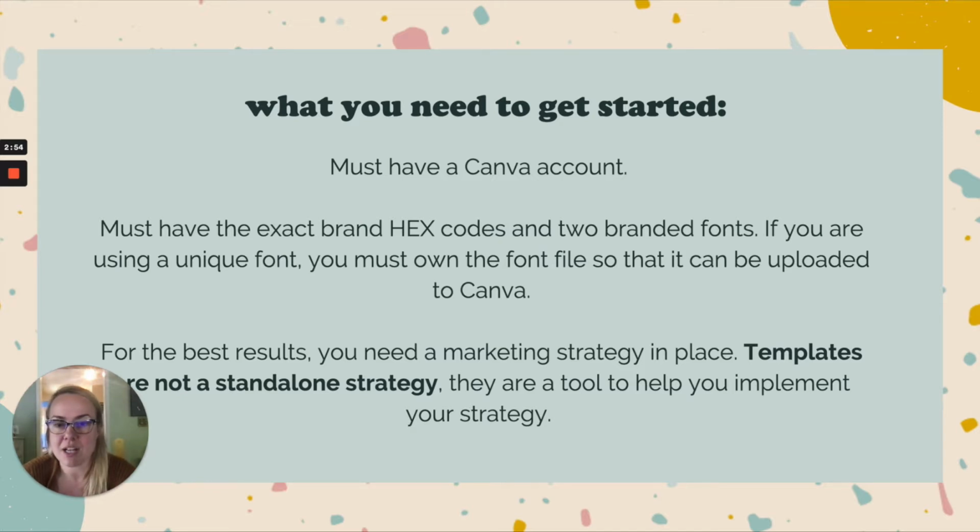You also need to make sure that you have the exact brand hex codes and 2 fonts. So everybody needs a header font for their brand and a body font. I have an example right here. We use Cooper Black up here as our header font. It's really bold, it stands out. We use it in our logo. And then for text, we have a body font. We use Railway.